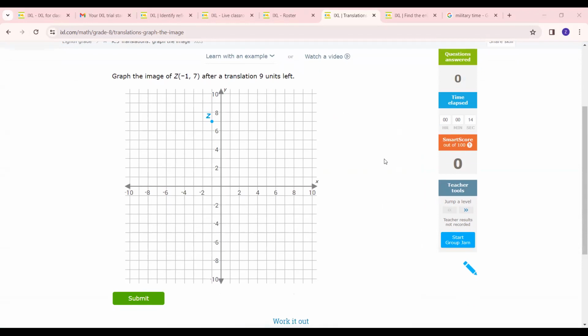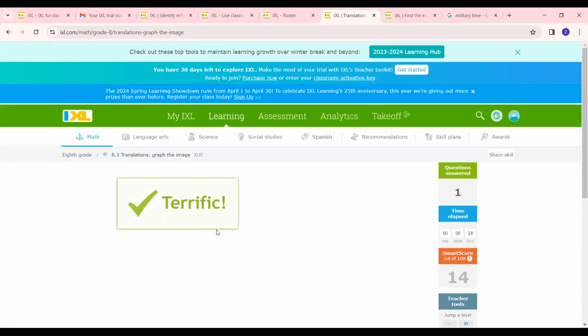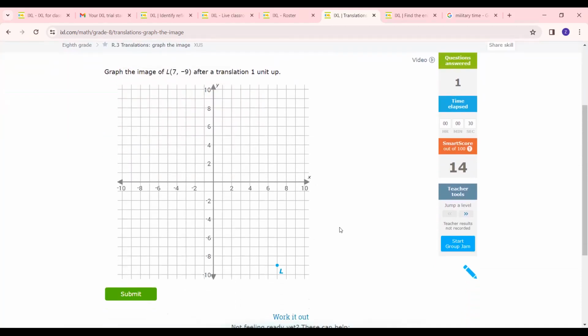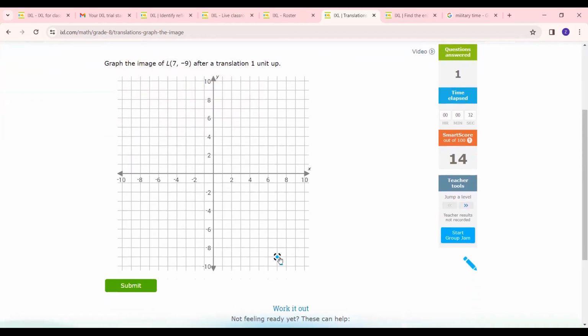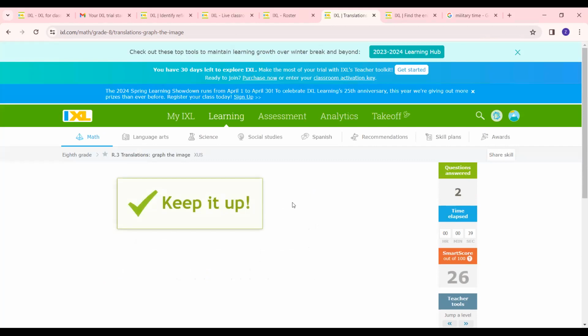So let me see. Let's do this one. 9 units to the left would be 1, 2, 3, 4, 5, 6, 7, 8, 9. Move that right down. Okay. And that's how we get it. All right. And then for this one say 1 unit up. So it's going to be 1. That's that. 1 unit up. Good.